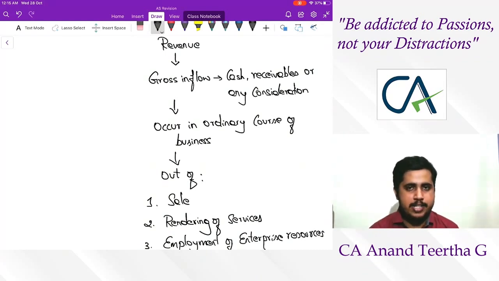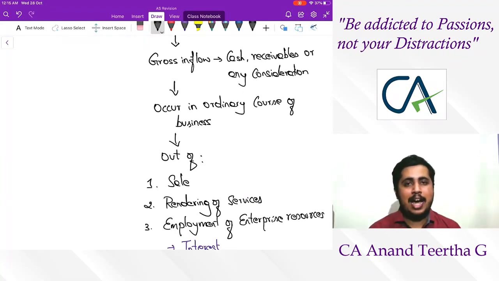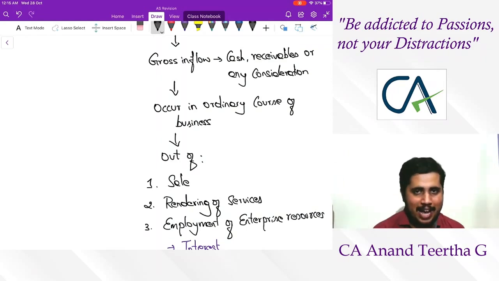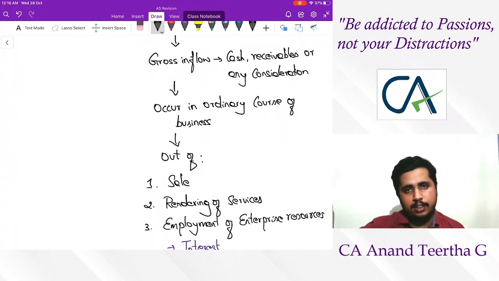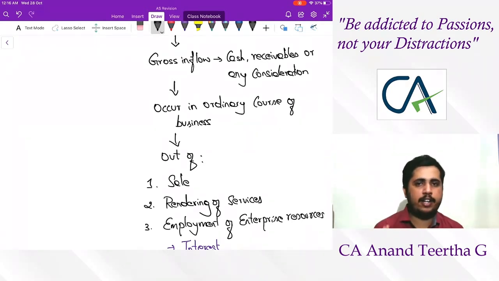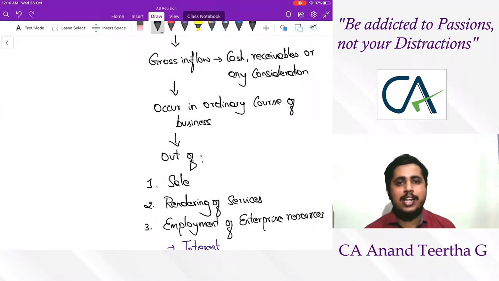In what way should it occur? Either by sale, or by service, or by employment of enterprise resources. What do you mean by that? I give my resources to someone, that someone employs them, and for that they give me a payment. Example: I've got excess cash and I give this cash to an enterprise. That enterprise employs my cash, for which interest will be given. So employment of enterprise resources leads to interest, royalty or dividend, which means our entire revenue has 5 points: sale, service, interest, royalty, dividend. Accordingly, you have to see one by one how this revenue should be recognized.